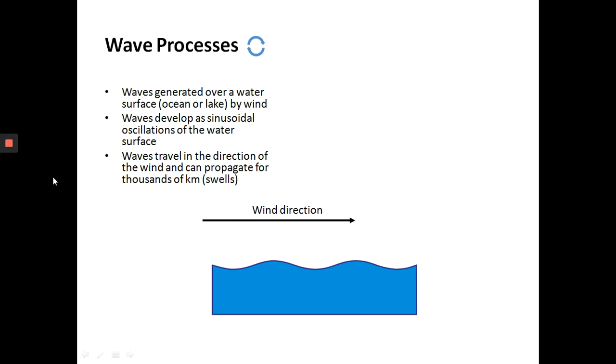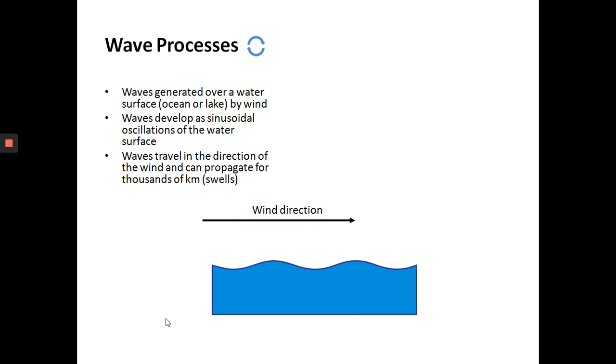Waves are generated over a water surface. And these water surfaces usually are really large bodies of water, things like oceans or seas or large lakes. In these places, you can get waves generated by wind. They develop as sinusoidal oscillations of the water surface. They form waves, like we've heard in physics. And these waves can travel in the direction of the wind, and can propagate for thousands of kilometers. These kinds of long-distance traveling waves are called swells.